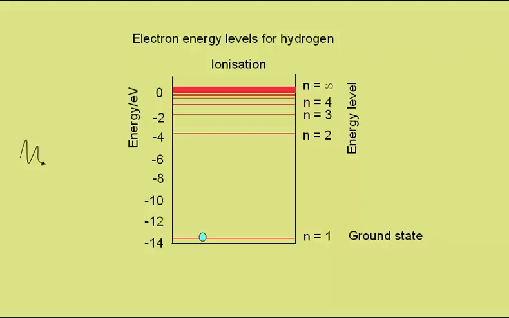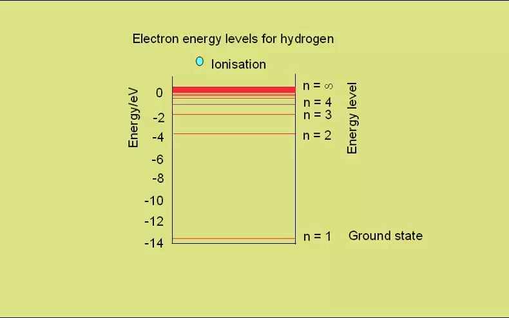So absorbing a higher energy photon could send it to n equals 3, an even higher energy photon to n equals 4, and so on. If there was sufficient energy, as here, the electron becomes free. We have had ionisation.